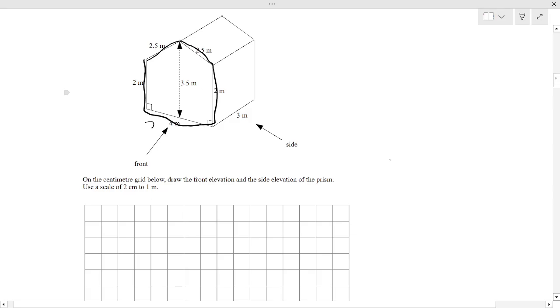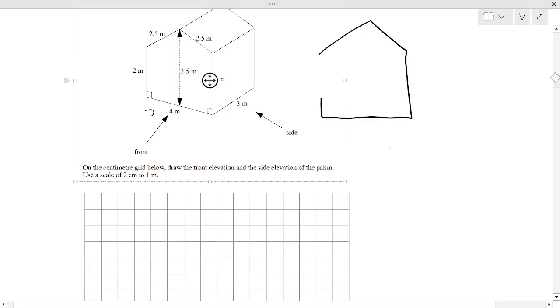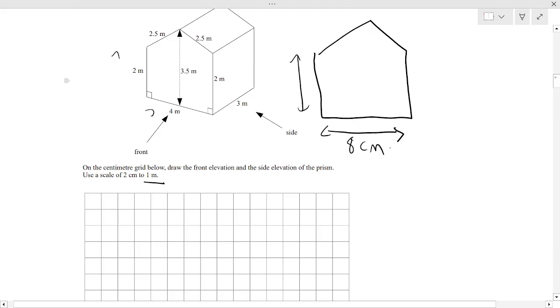So really, we're going to need to sketch this, or draw it, I guess. So let's pay attention to the dimensions. So it would look like this. Remember, we're going to be 4 meters across. However, 1 meter is 2 centimeters, so 4 meters would be 8 centimeters. Then up here, it's going to correspond to this 2, isn't it? But again, the 2 meters would be 4 centimeters.